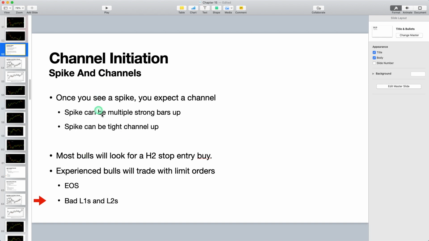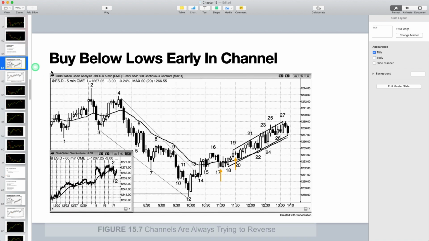Now, part of the channel initiation is these bad low 1s and bad low 2s. So along with that initial pullback and end of structure, bulls are also fading other low 1s and low 2s in that initial stage of the channel where it's not completely established yet. You might not be able to draw perfect trend lines yet, but we know that a channel is probably coming. And if the bears don't do enough, then bulls will keep fading those bear breakouts.